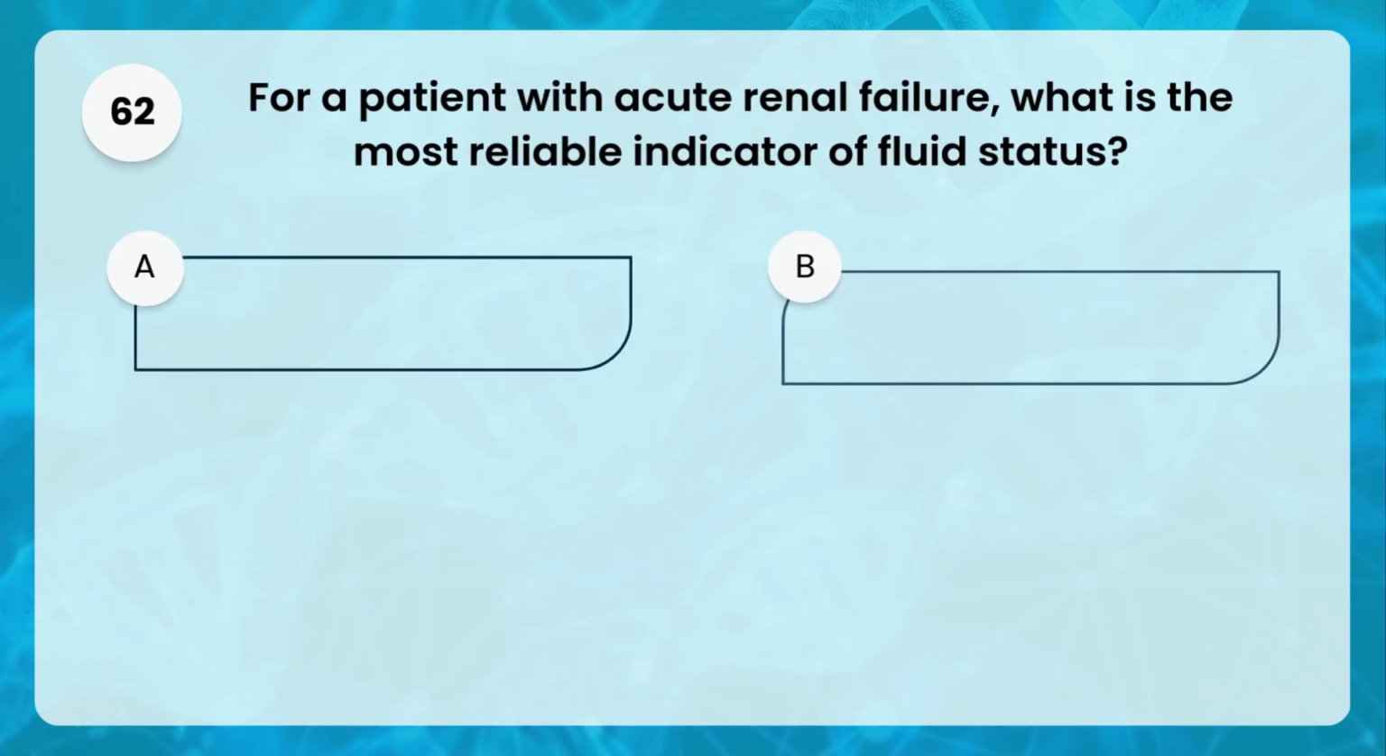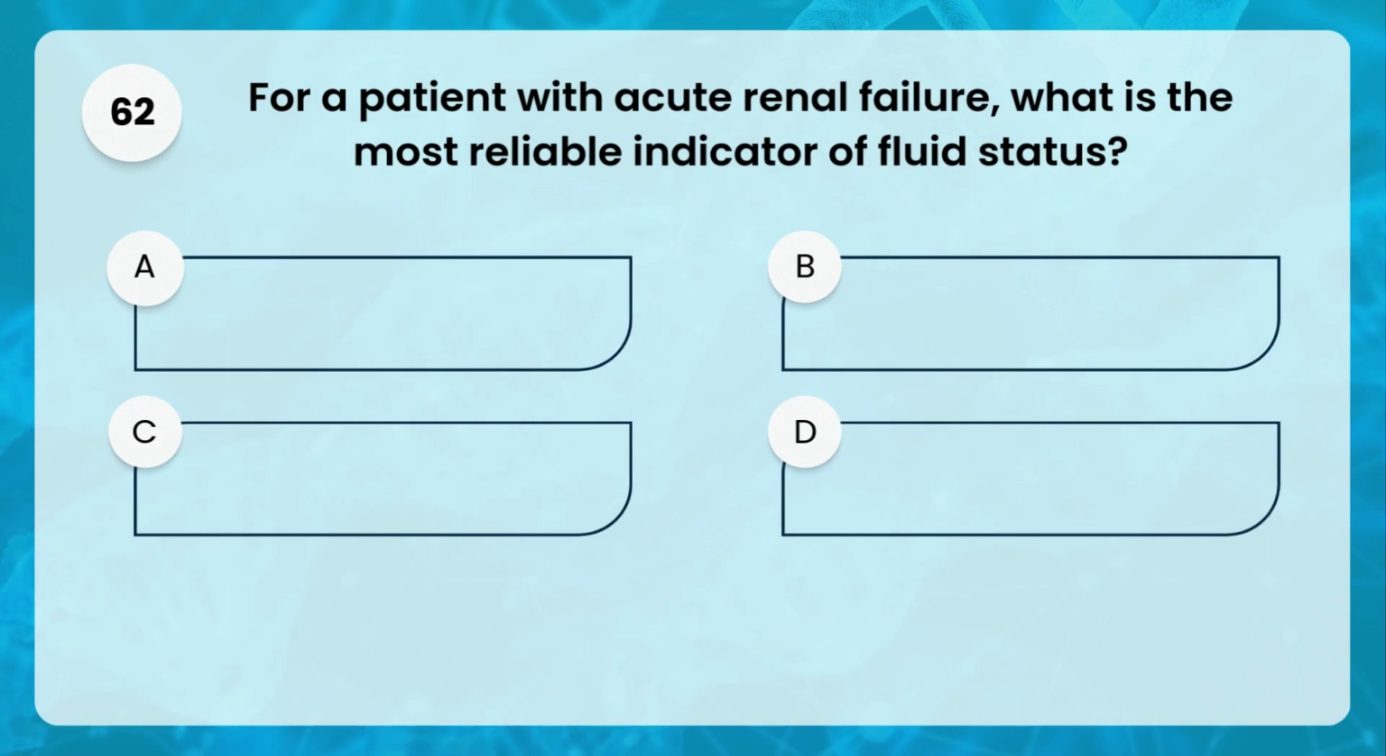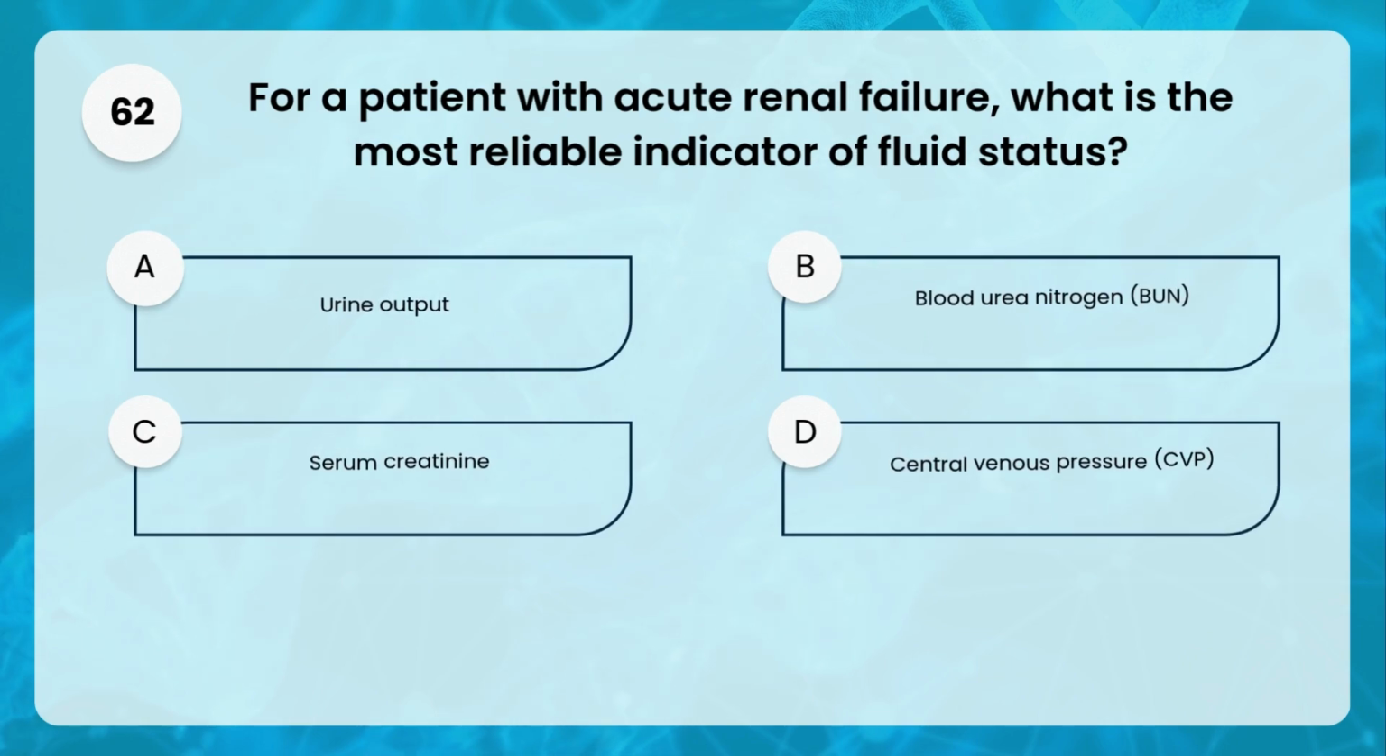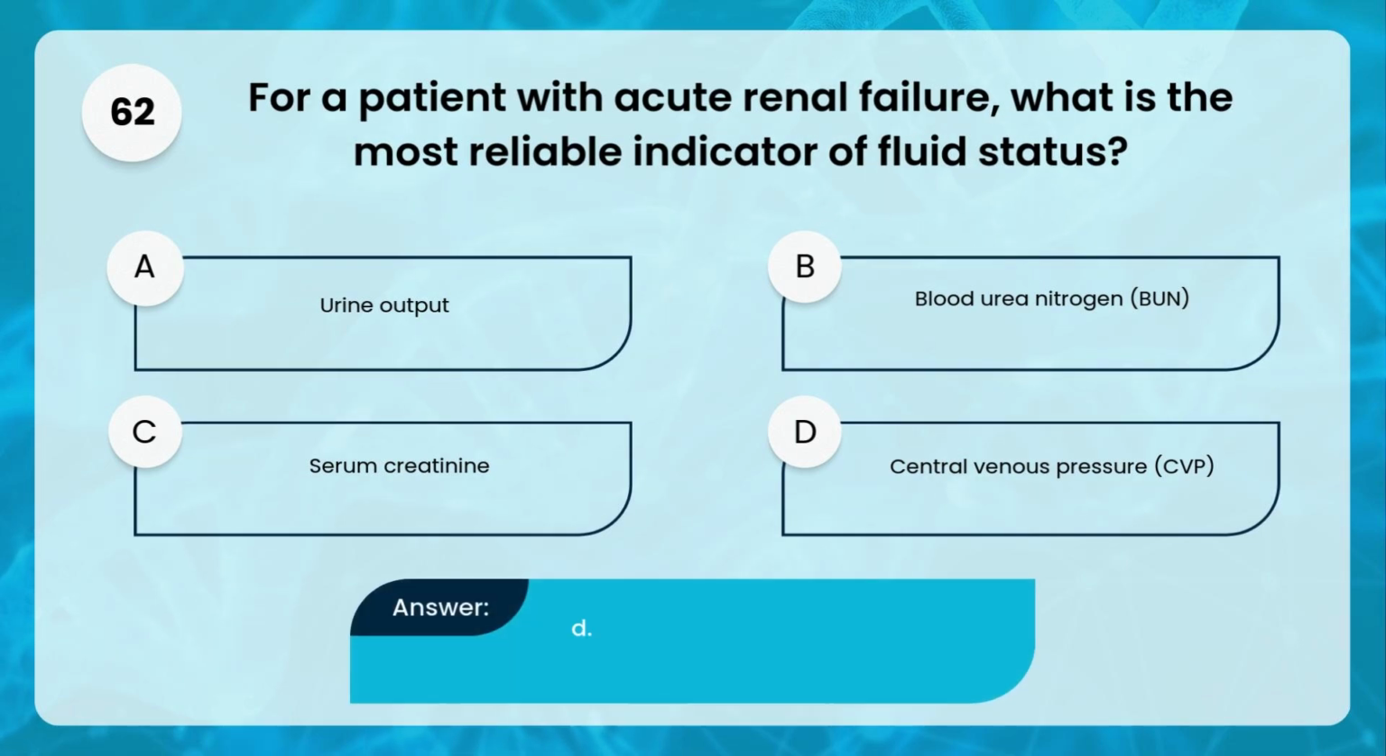62. For a patient with acute renal failure, what is the most reliable indicator of fluid status? A. Urine output, B. Blood urea nitrogen, BUN, C. Serum creatinine, D. Central venous pressure, CVP. The answer is D. Central venous pressure, CVP.